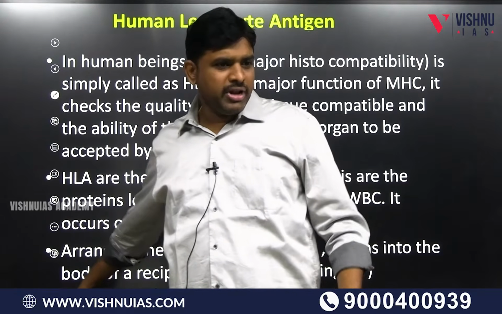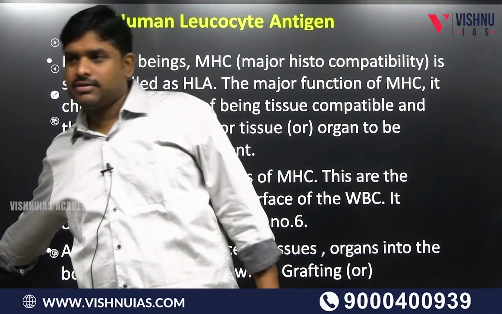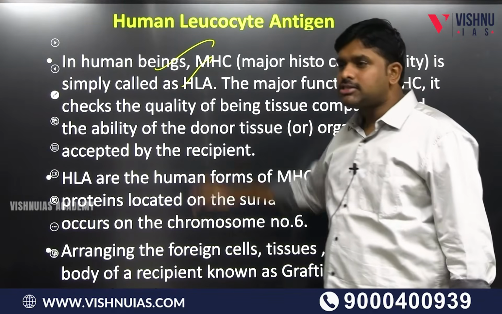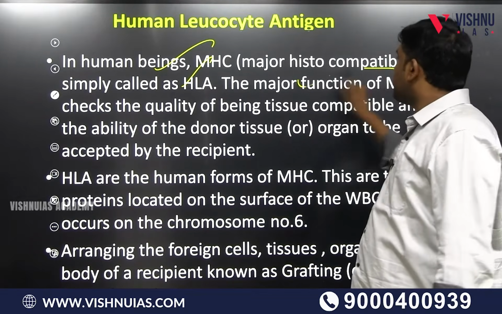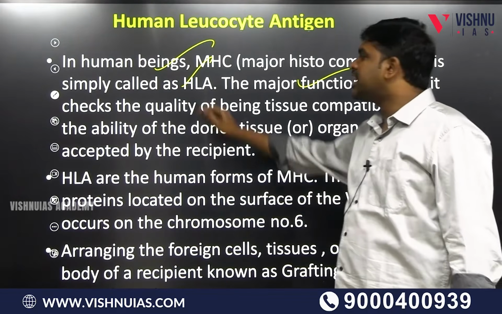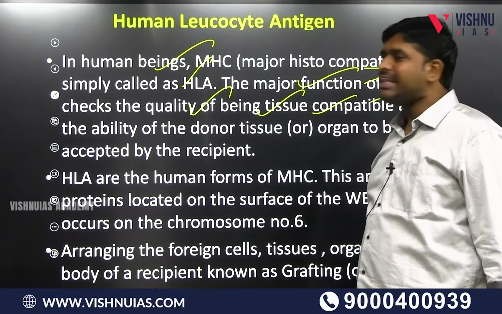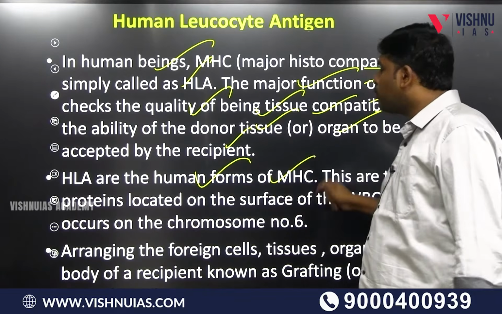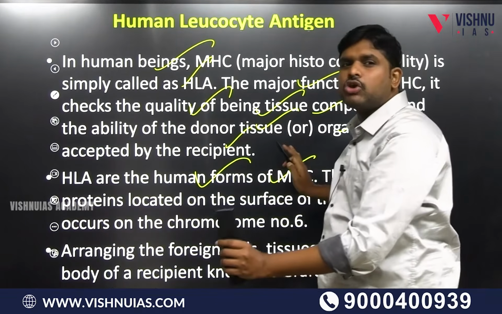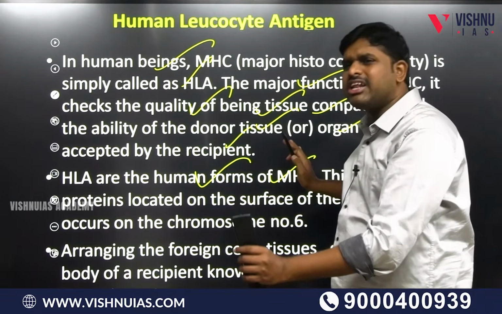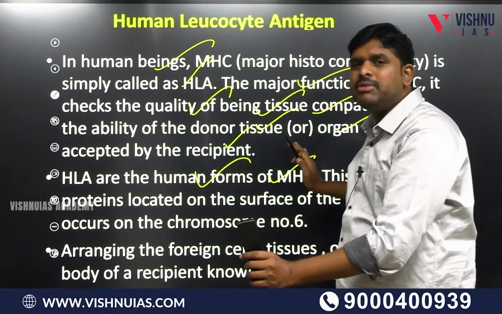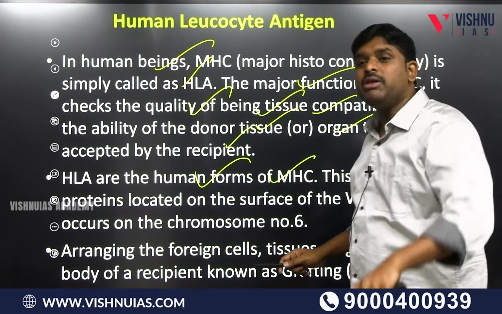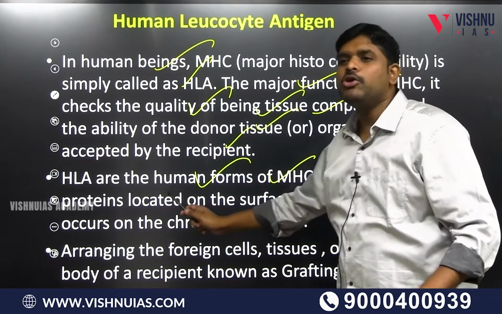HLA, human leukocyte antigen. Now we will see. In human beings, major histocompatibility is simply called HLA. The major function of major histocompatibility is that it checks the quality of being tissue compatible and the ability of donor tissue or organ to be accepted by the recipient. HLA are the human forms of it. So generally the concept is called major histocompatibility. In every organ, in every species, if there is major histocompatibility, then only we can go for organ transplantation. In human beings, what will we be comparing? Human leukocyte antigen.